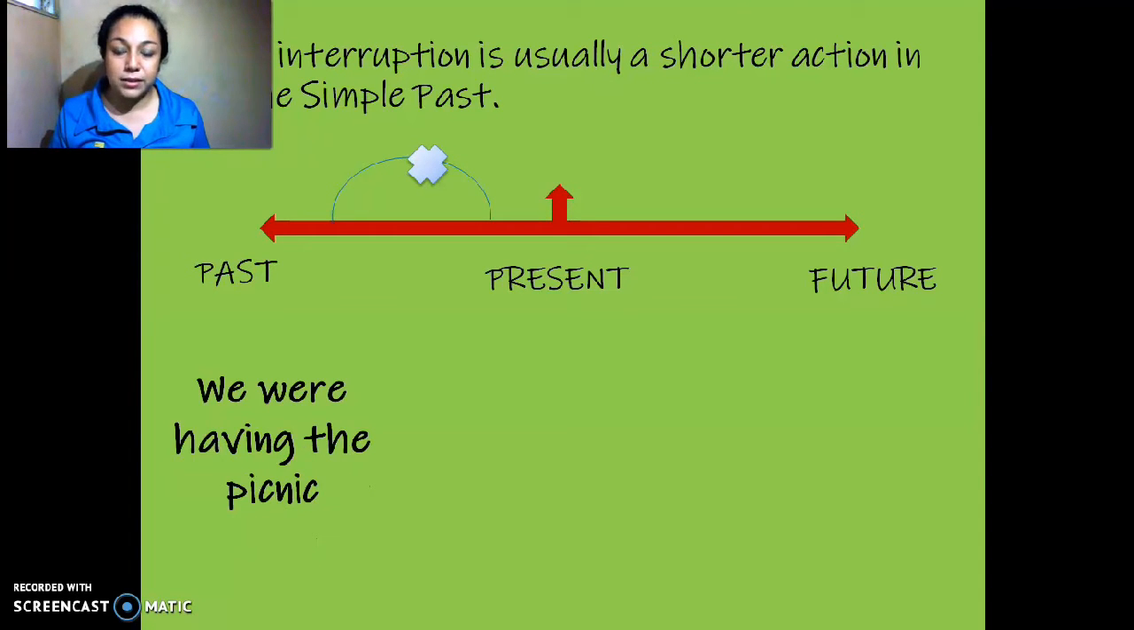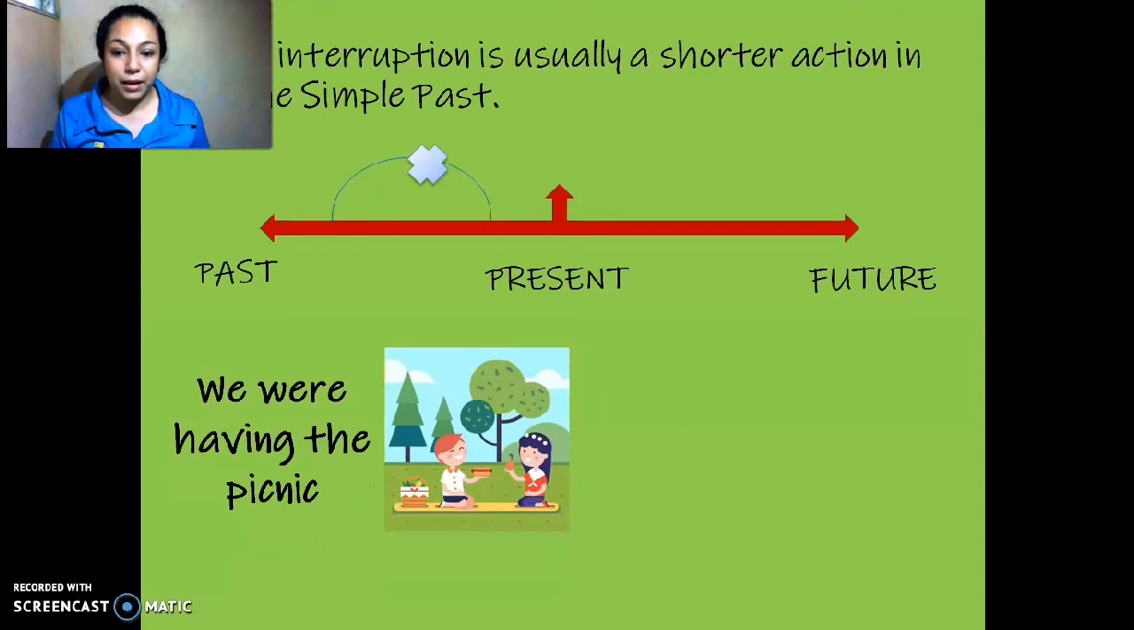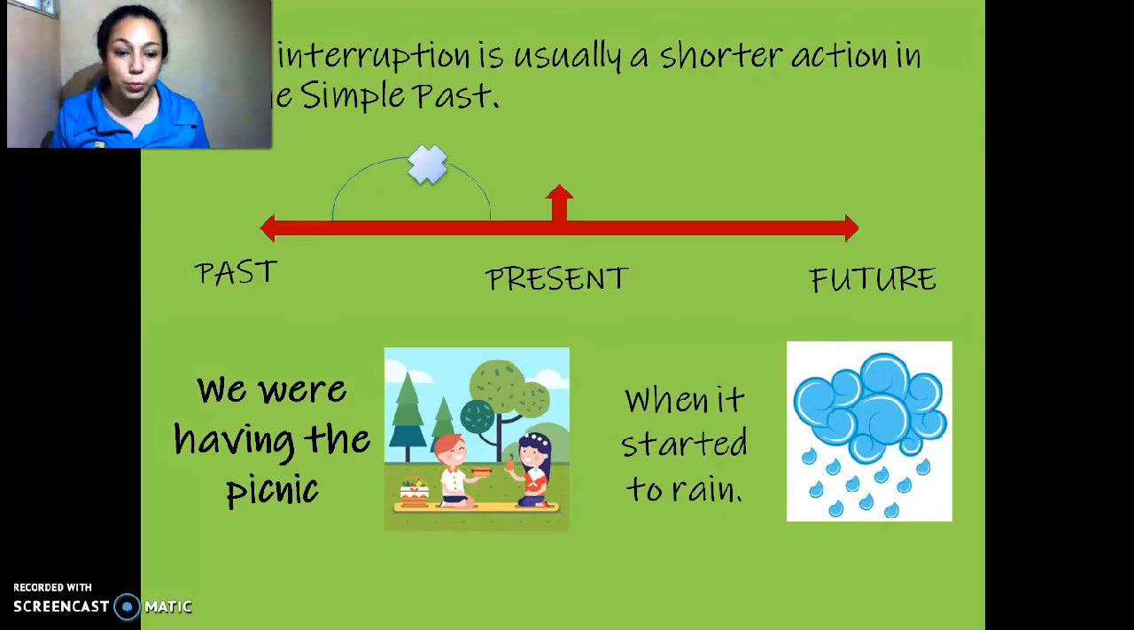You have a second example. We were having the picnic, okay? We were enjoying the picnic and we were having the picnic. When did the second action happen that interrupted the first one? When it started to rain. That means we were having the picnic when a second action occurred, in this case rain. So the complete sentence says, we were having the picnic when it started to rain.